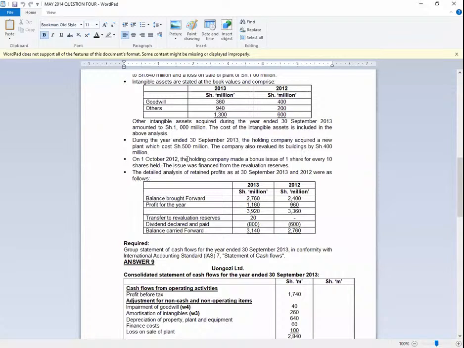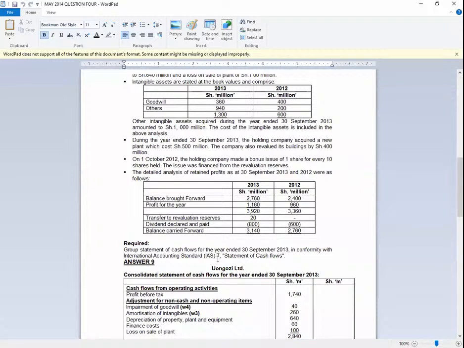On 1st October 2012, the holding company made a bonus issue of 1 share for every 10 shares held. The issue was financed from the revaluation reserves. Note 3 or 4, the detailed analysis of retained profits as at this year and that year were as follows. So they want me to give them the group statement of cash flows for the year ended 30th September 2013 in conformity with International Accounting Standard IAS 7 statement of cash flows.